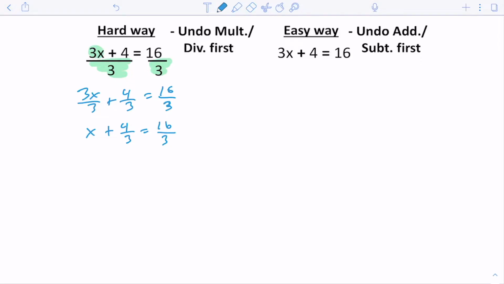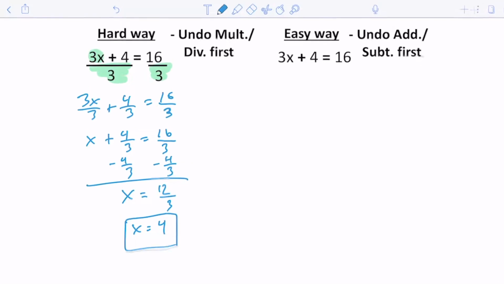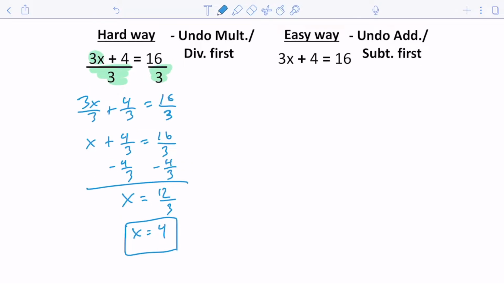Then you have to undo addition, so you subtract 4 thirds from both sides. There's going to be 12 over 3, and that becomes x equals 4. So you ended up with the right answer, but the problem is, depending on the type of problem, you might do this incorrectly. So let's pretend that the problem was 4x plus 4 equals 16, right?